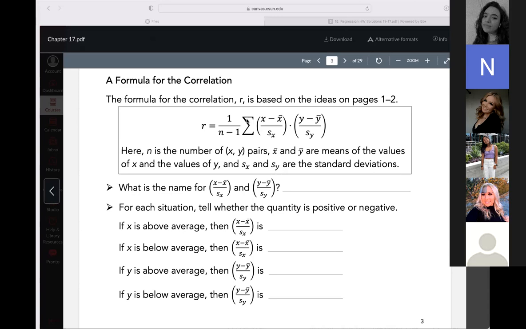Have we seen that symbol before? I am blanking right now. Someone said it's summation, to add them. That is correct. What are we adding?